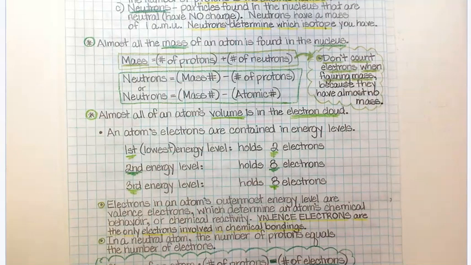Okay. For instance, sodium has a total of 11 electrons if it's neutral. 2 of them are in the first energy level, 8 are in the second energy level, and only 1 electron is in the third energy level. So it only has 1 valence electron. Okay? Valence electrons are the ones in the outermost energy level, and they are responsible for chemical bonding.